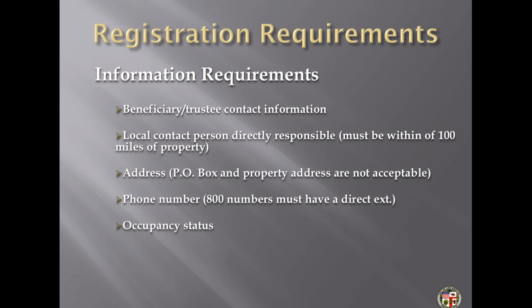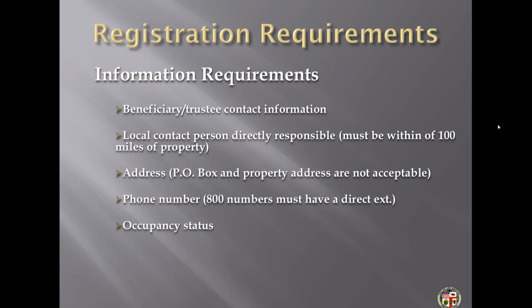So the ordinance requires that you register the property with the Los Angeles Housing and Community Investment Department, and you must provide the following information. You must provide us with the beneficiary or trustee contact information. You must provide us with the contact person who is directly responsible for the property. Now, this person must be within a 100-mile radius of the property. You need to provide us with an address. P.O. boxes are not acceptable.